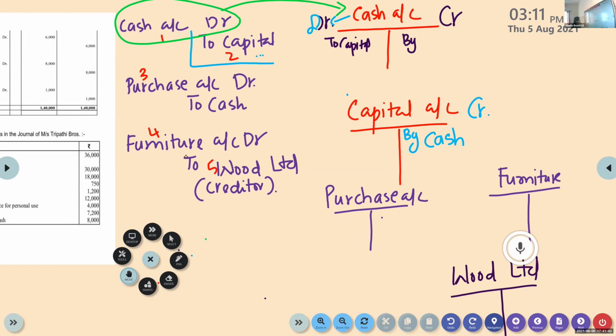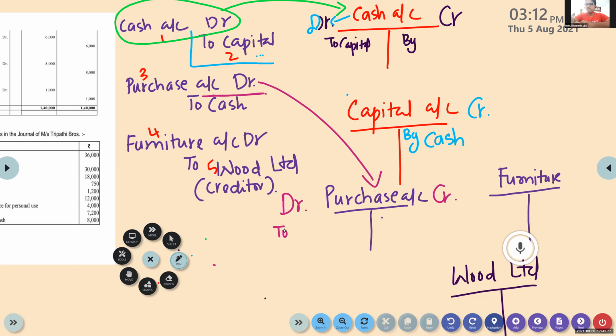Purchase account debtor. That means coming to the purchase account, what should be done? Purchase account debtor means the purchase account should be debited. Debited means in the purchase account, on the debit side, we need to write what? What should I write here? To cash. Very good. To cash. Purchase account debtor to cash.